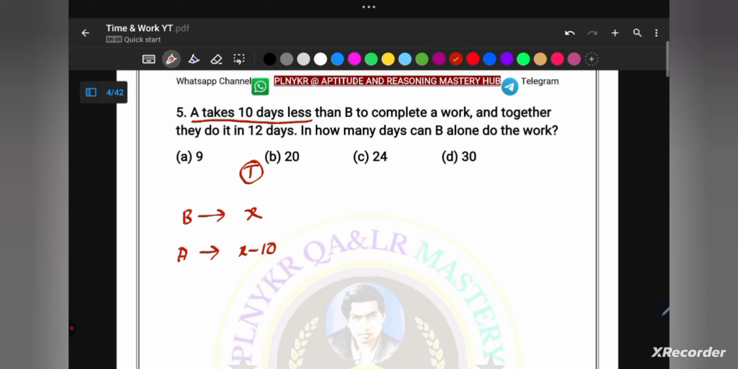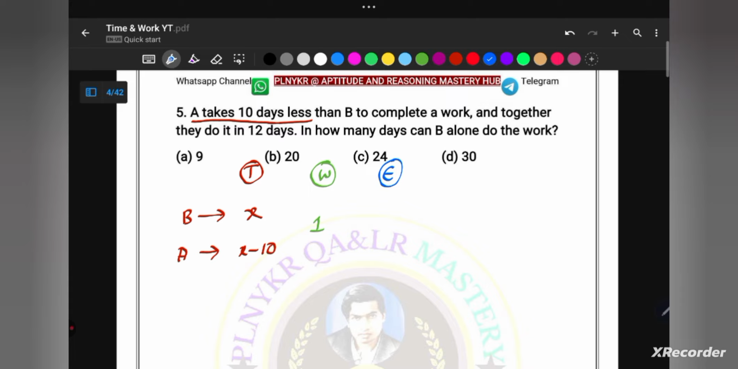Now next, what is the next step? We'll be finding the work. Here, instead of using the LCM method, because we don't know the time periods, we'll be applying the unitary method, where work is the 1 unit. Next, what is the next step? We'll be finding the efficiency.